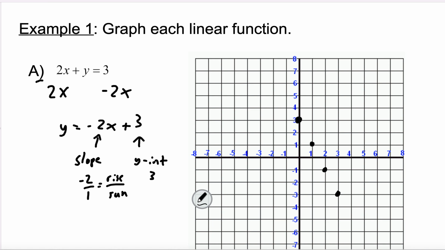Remember, I could have also done that as positive 2 over negative 1. So then I could have risen 2 and run 1 to the left, risen 2 and run 1 to the left. And then if I connect my points, whoops, kind of missed that last one. There it is.